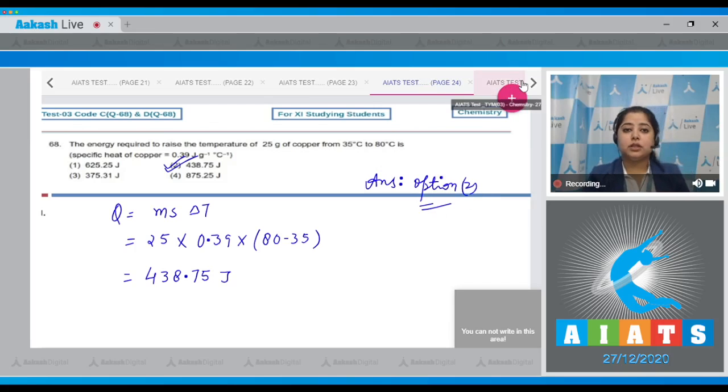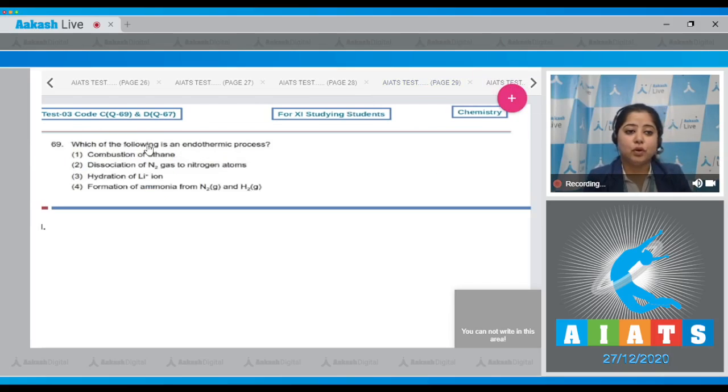Moving to next question, which is question number 69. Let's read it. Which of the following is an endothermic process? Combustion of ethane. This is an exothermic process. Next is dissociation of N2 gas to nitrogen atoms. This is an endothermic process.